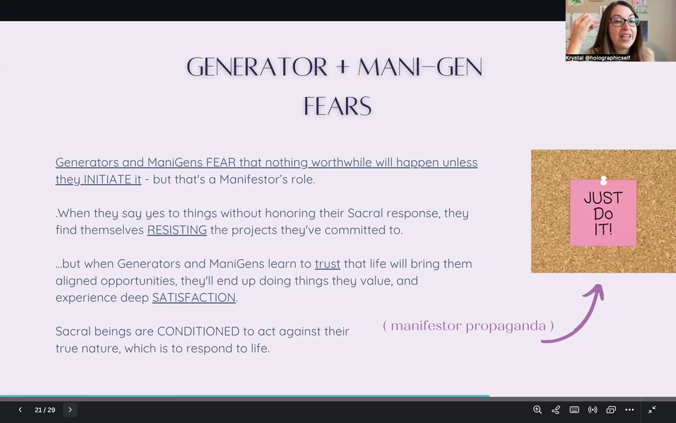But when generators and manifesting generators can trust that their divine sacral is magnetic, it's bringing them aligned opportunities, people, things all the time, then they can end up doing things they value, trusting themselves to say yes to the right projects, and they will experience this deep satisfaction in their lives. Sacral beings tend to be conditioned to act against their true nature, which is in response to life, not pushing forward and making it happen.